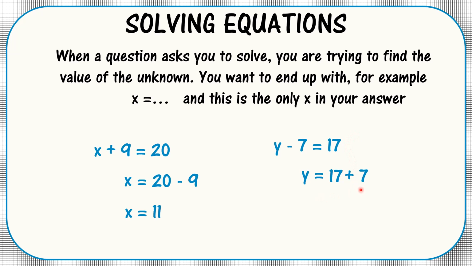Now we tidy this up and solve this. y is equal to 17 plus 7. y is obviously equal to 24. You can check your answer by replacing this initial y with 24. 24 minus 7 equals 17, so we know our answer is correct.